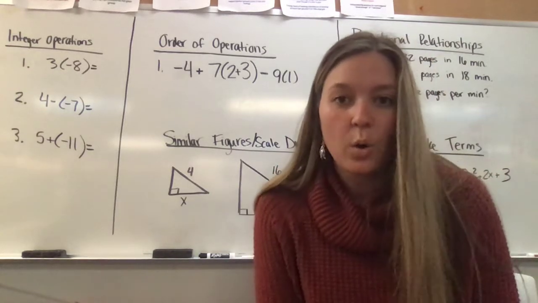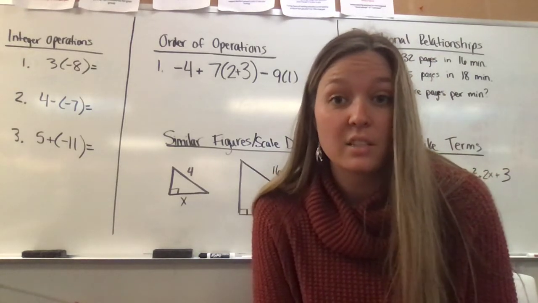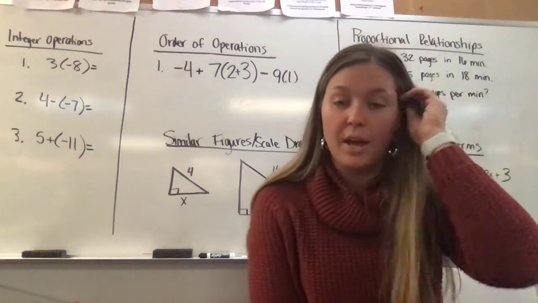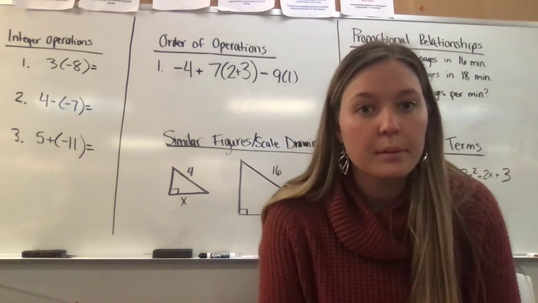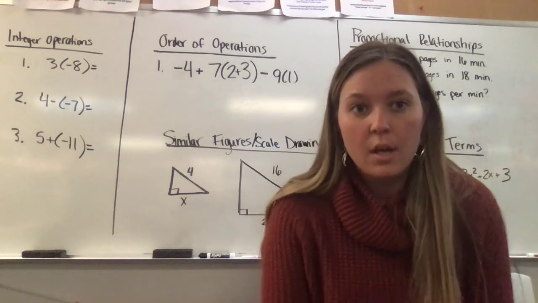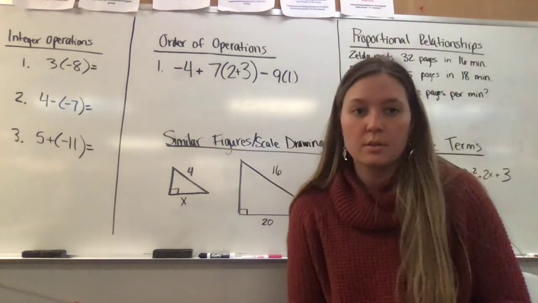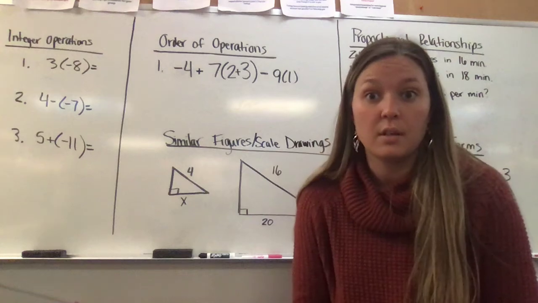All right, we are going to go over the 5 test objectives that are going to be on your Chapter 4 test. So the first 2 are review from past chapters. Those are integer operations and order of operations. So starting with integer operations, these are 3 questions that you could see on the test.